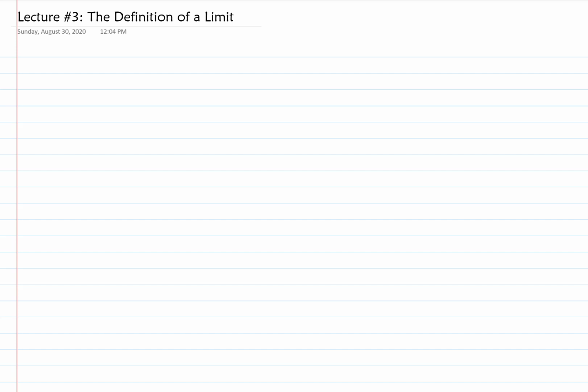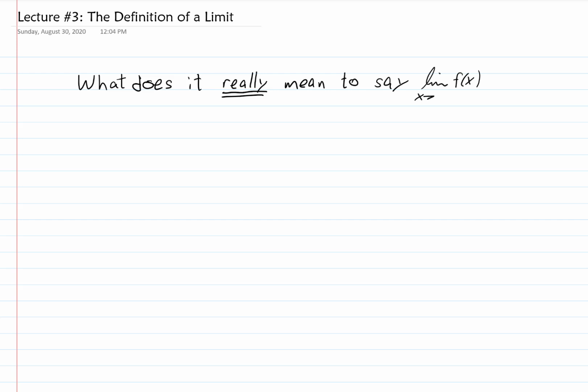So, what does it really mean to say the limit of f of x as x approaches a equals L, let's say. We'll use L for limit. What does that really mean? That's what we want to answer. So, let's try to take this one step at a time.